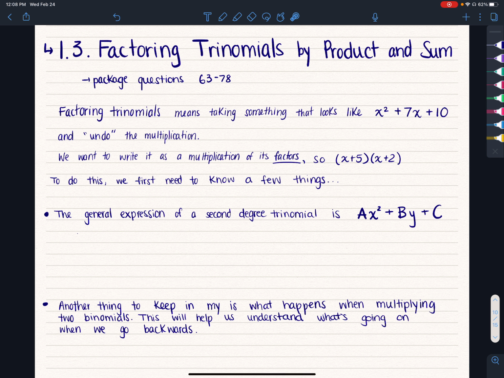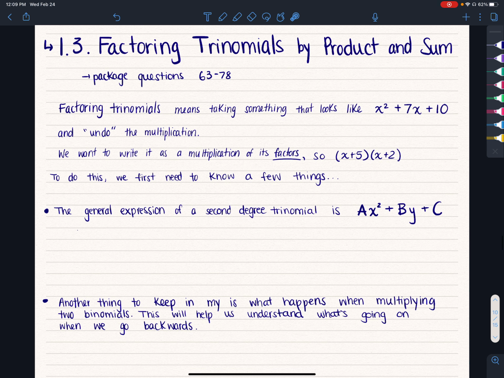So factoring trinomials means taking something that looks like this, x squared plus 7x plus 10, and undoing that multiplication. So we want to turn it into a multiplication of its factors. We want to take this trinomial and turn it back into this multiplication of two binomials. So x plus 5 times x plus 2. To do this, there's a few things that we need to know.